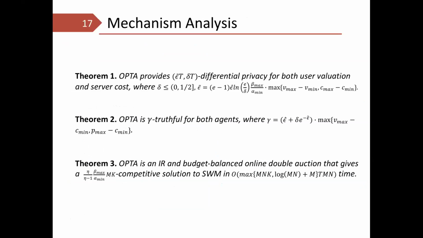So we will skip the analysis of the proposed mechanism and directly talk about some results. Firstly, we prove that OPTA provides epsilon_t-delta_t differential privacy for user evaluation and server cost, and it is also gamma-truthful for both agents. Moreover, OPTA is an individually rational and budget-balanced online double auction mechanism that gives a provable competitive solution to the social welfare problem in polynomial time.